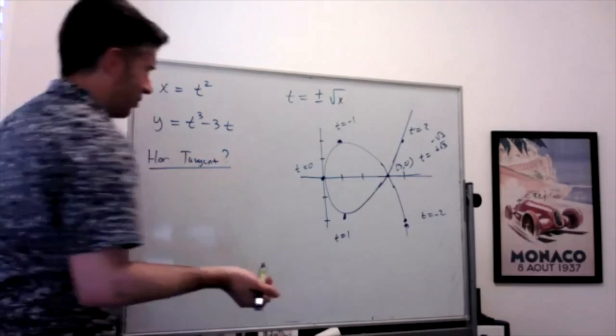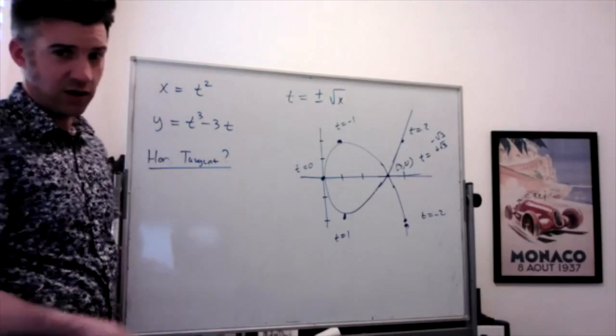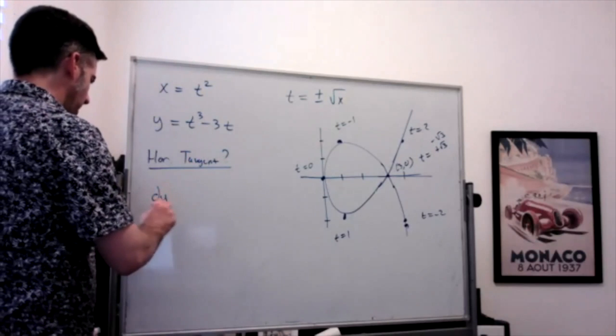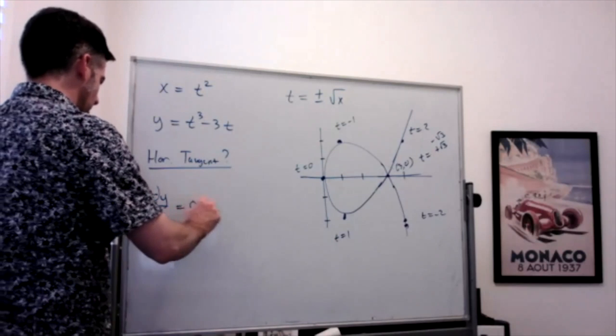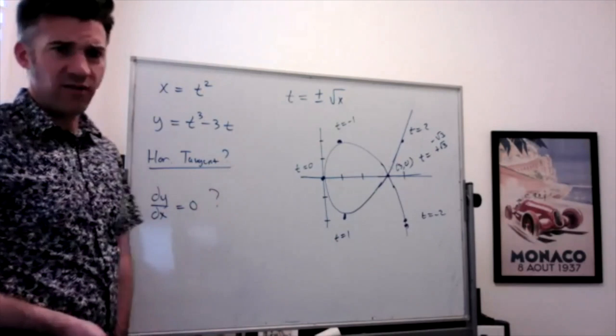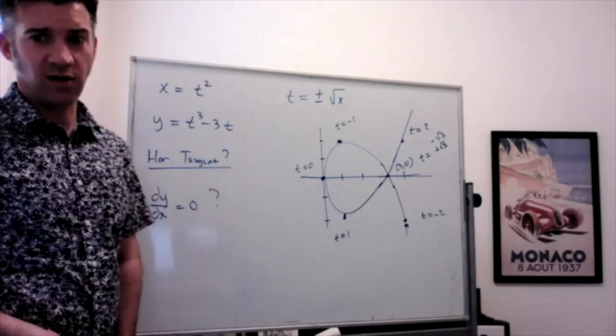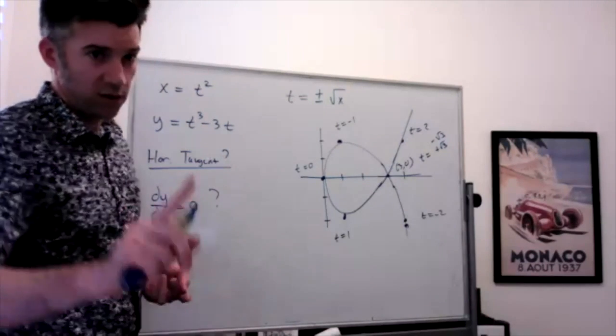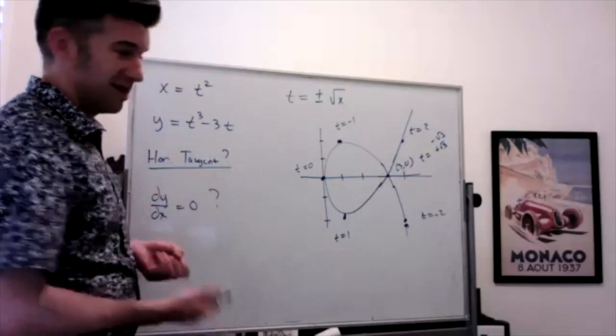So we're really asking the question, when is the derivative equal to 0? So we want to know, when does dy/dx equal 0? Well, we don't have y as a function of x. What are we going to do? Well, we could, although we're not, because you can't always do it.